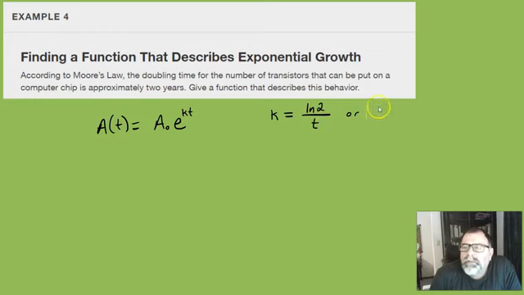You can interchange those. So if you know the doubling time and you want to know the rate, you just do ln of 2 divided by time. If you know the rate, you can figure out the doubling time by doing ln 2 divided by k. So basically, you don't have to do this whole formula. So if the doubling time is 2, ln of 2, like that. So our exact answer will be a sub 0 e to the ln of 2 over 2 t.